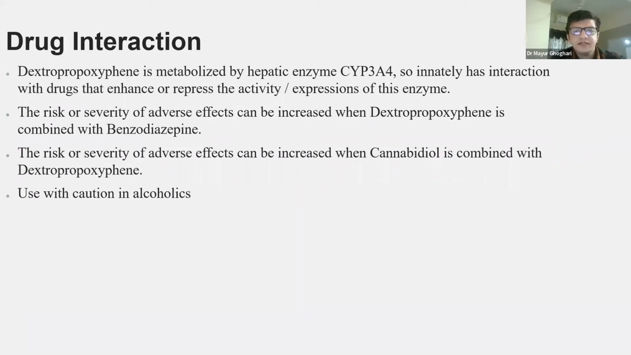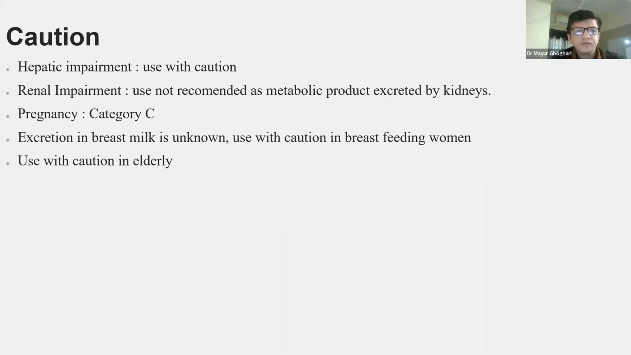Dextropropoxyphene is metabolized by hepatic enzyme CYP3A4, so it innately interacts with drugs that enhance or repress the activity or expression of this enzyme. The risk or severity of adverse effects can be increased when dextropropoxyphene is combined with a benzodiazepine, as well as when cannabidiol is combined with dextropropoxyphene. Use with caution in alcoholics.